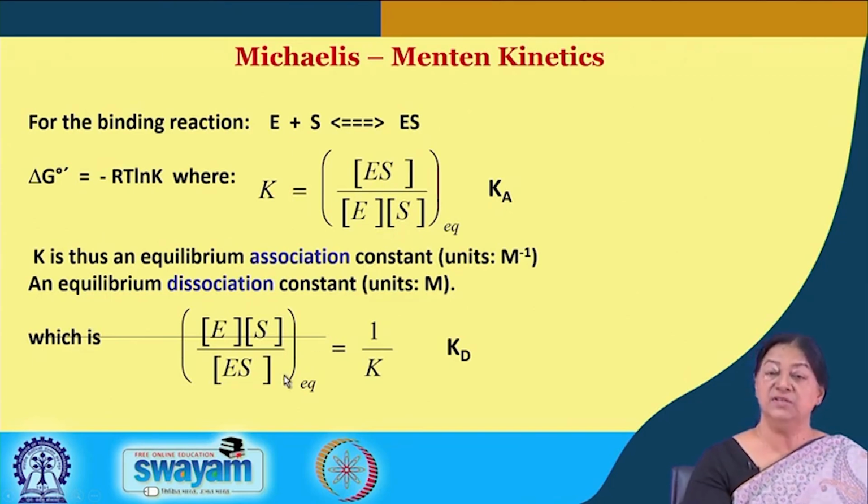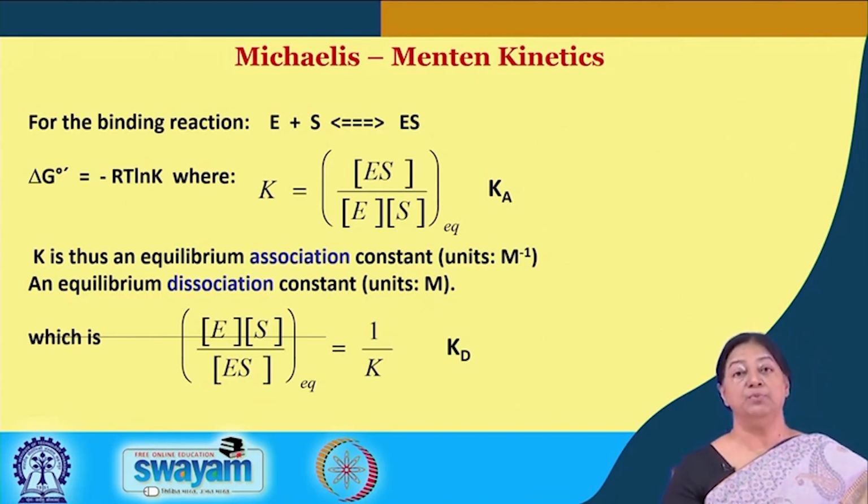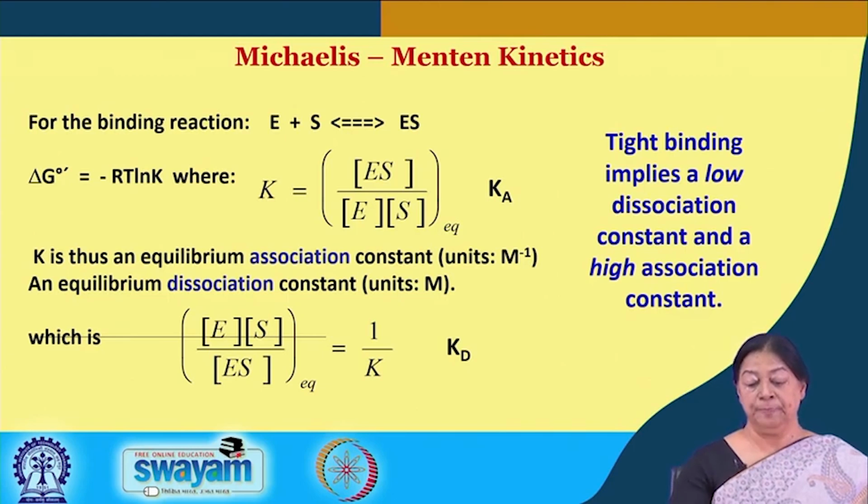If we take the reverse of this, we will have what is called a dissociation constant, which is E times S by the ES complex, and the units here are mole. This will be something that you will also study when you look at protein ligand binding, where we will have association and specific binding constants associated with your reaction.